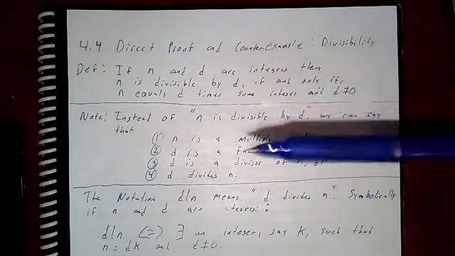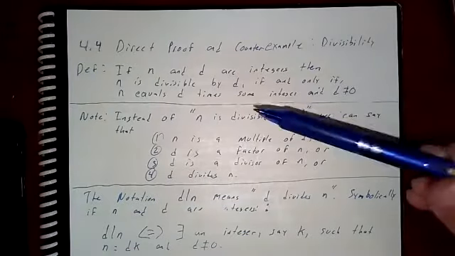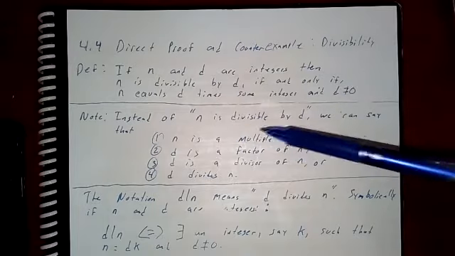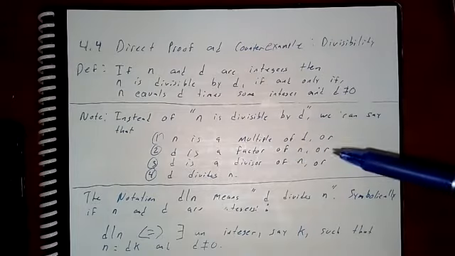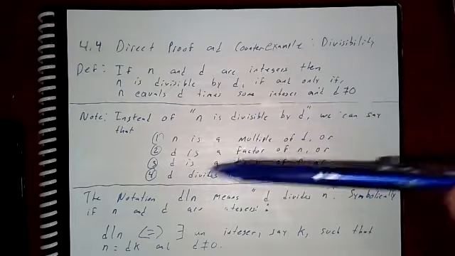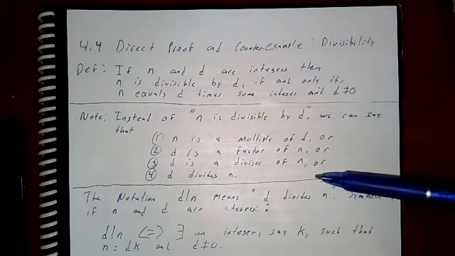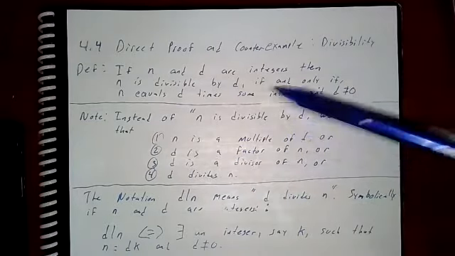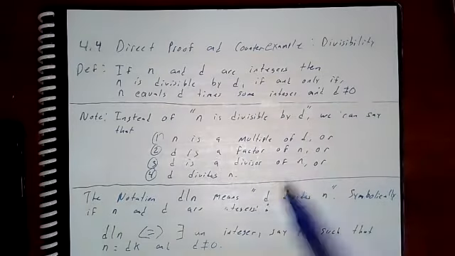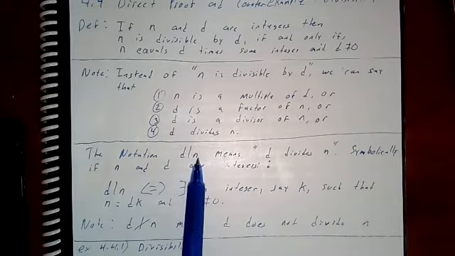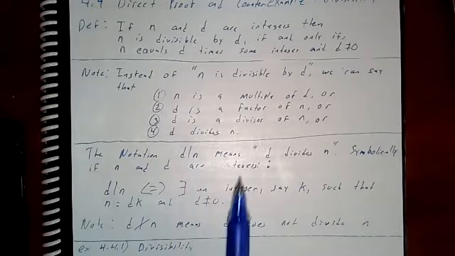So there are different ways we can write divisible. Just a quick note here: instead of n is divisible by d, we can say that n is a multiple of d. So that's one way you can write it. Another thing you could say is d is a factor of n, or d is a divisor of n, or d divides n. All these are the same thing technically. Also, mention this notation we're going to be using. The notation d, a straight line, n. d divides n. That's what that means.